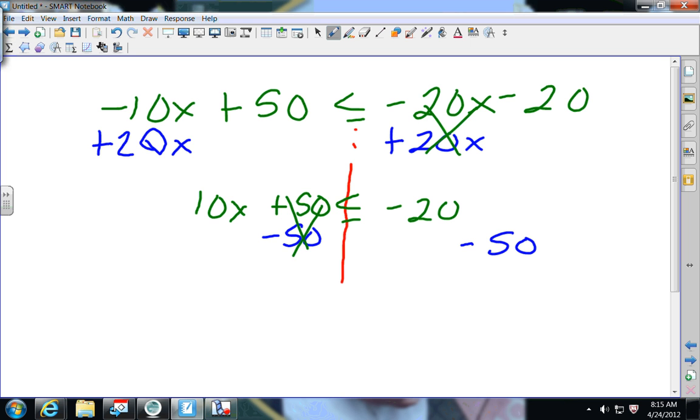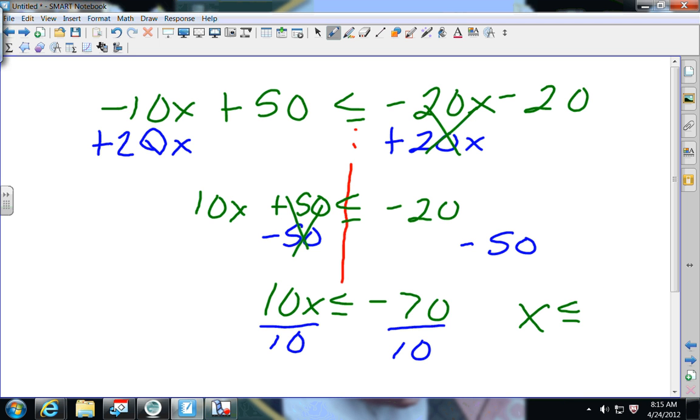I get 10x less than or equal to, well, negative 20 minus 50 is negative 70. Now I'm dividing by 10. Okay, do I flip the sign here? I do not, because that bottom number is not negative. So it is x is less than or equal to negative 7. There would be your answer. Okay, this has been our beginning review of solving inequalities.